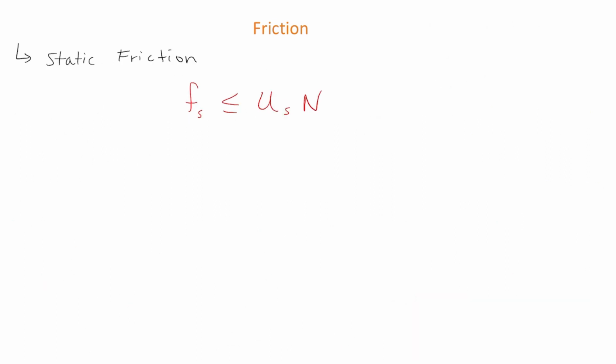Now let's look at static friction. Static friction has the equation Fs is less than or equal to mu s times n, where mu s is the coefficient of static friction and n is the normal force. Now you might be a little confused. Why does it say static friction is less than or equal to?